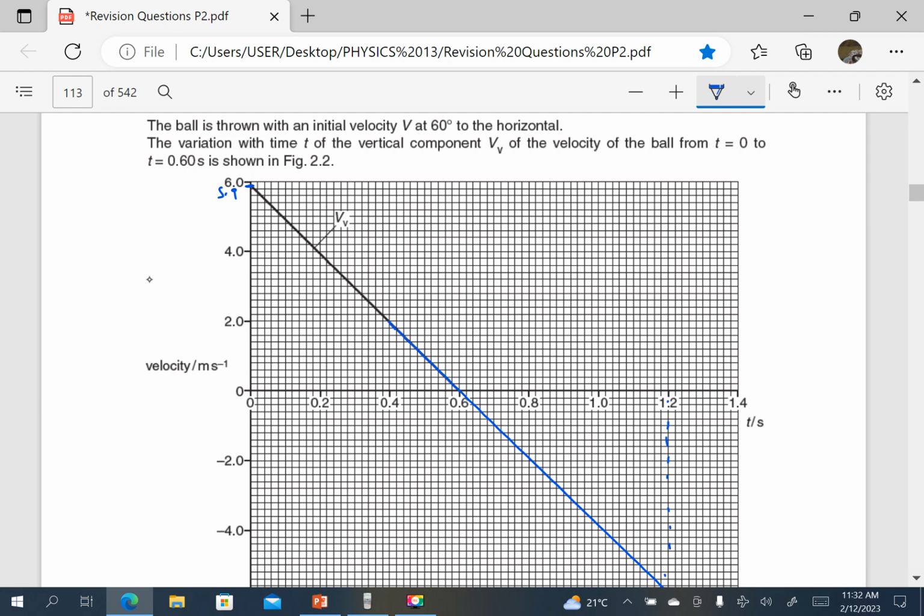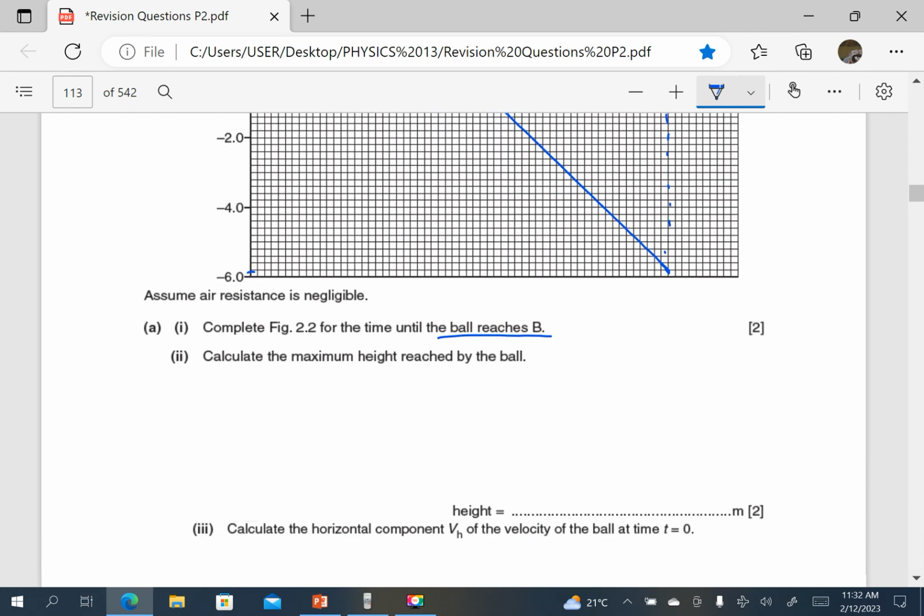So you could also use equations of motion. You could use s equals ut plus a half at squared. They said air resistance is negligible. So this is going to be the initial velocity in the vertical. I'm considering if it was to move from the top, falling downwards, because the height is going to be the same. I'm considering falling downwards.